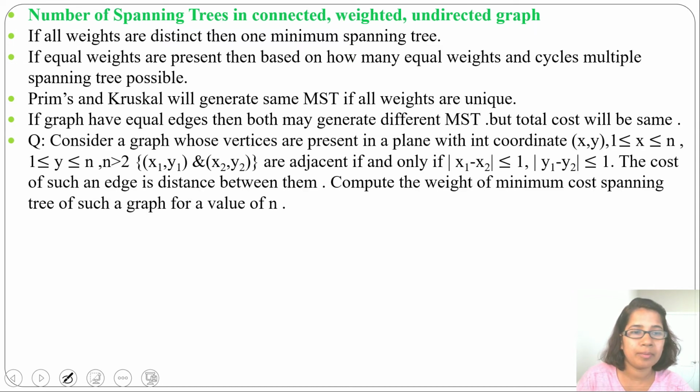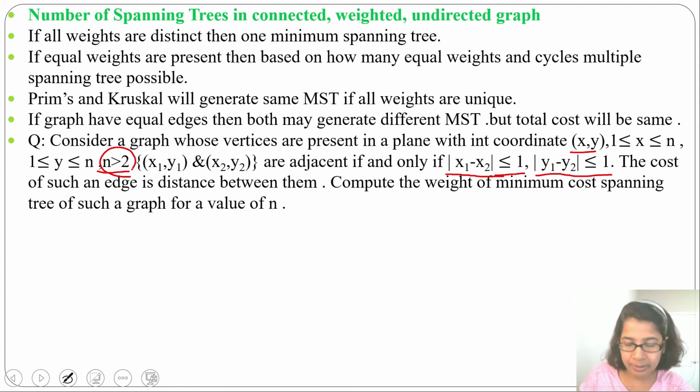Let's solve one problem. Consider a graph whose vertices are present in a plane with integer coordinates x, y, 1 less than or equal to x less than or equal to n, 1 less than or equal to y less than or equal to n. N value should be greater than 2. x1, y1 and x2, y2 are adjacent if and only if |x1 minus x2| less than or equal to 1, |y1 minus y2| less than or equal to 1. The cost of such an edge is the distance between them. Compute the weight of the minimum cost spanning tree of such a graph for a value of n. N value greater than 2.